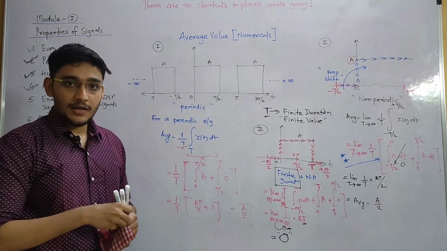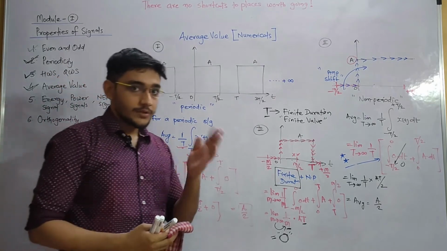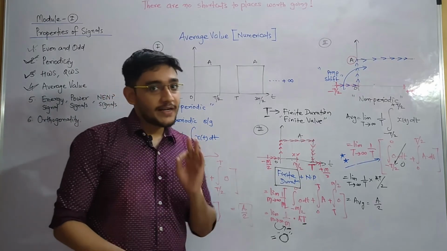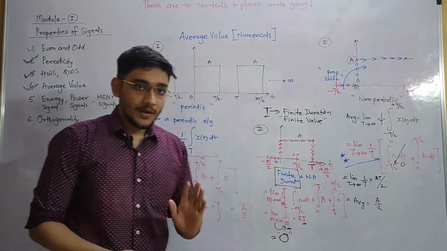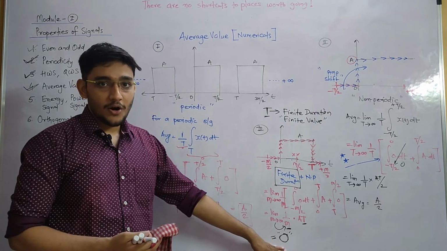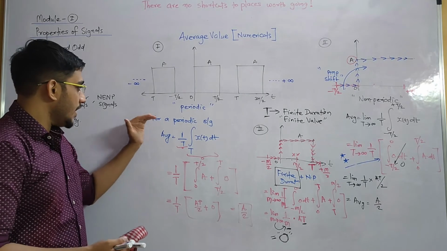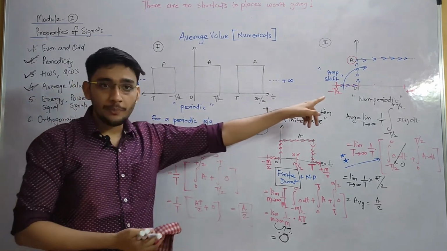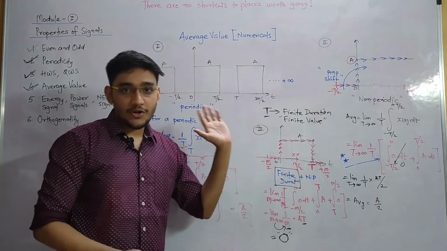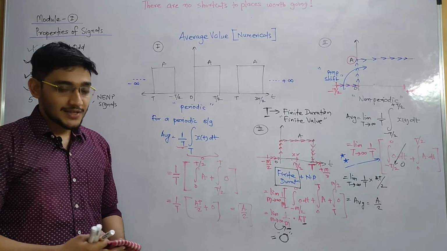Got it? Clear? So now if you just go back, turn a few pages back and see, I have told you that the average value of a finite duration signal is 0, and that's how we prove it. Okay, got it? So we have taken all the types of questions here. See, for a periodic signal, for a non-periodic, then non-periodic plus this thing, finite duration signal, and we have tried to cover all the properties which we have discussed in the previous lecture.